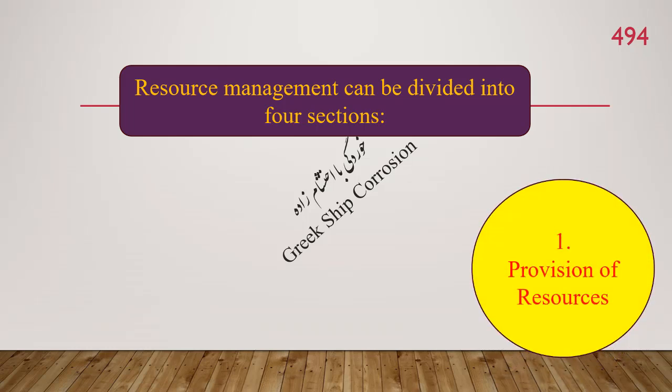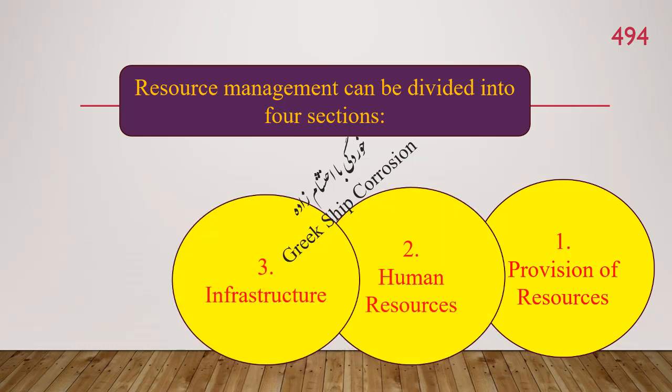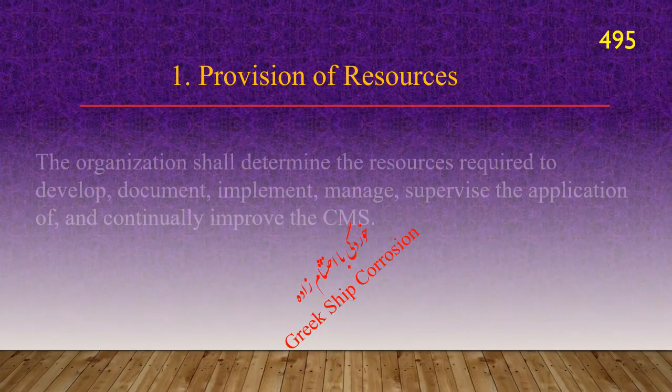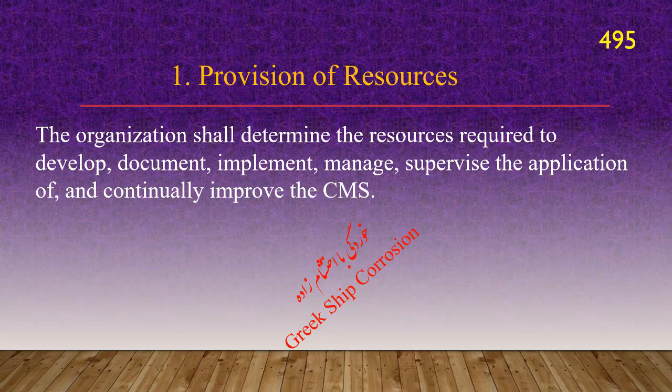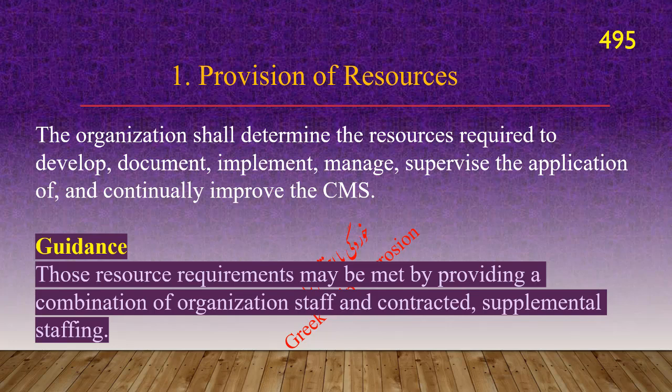1. Provision of resources. 2. Human resources. 3. Infrastructure. 4. Work environment. Provision of resources. The organization shall determine the resources required to develop, document, implement, manage, supervise the application of, and continually improve the CMS. Guidance. Those resource requirements may be met by providing a combination of organization staff and contracted supplemental staffing.